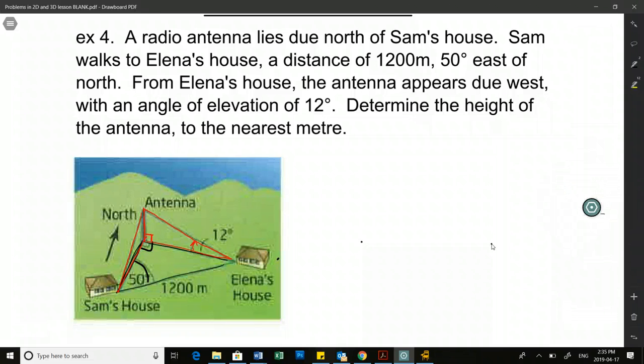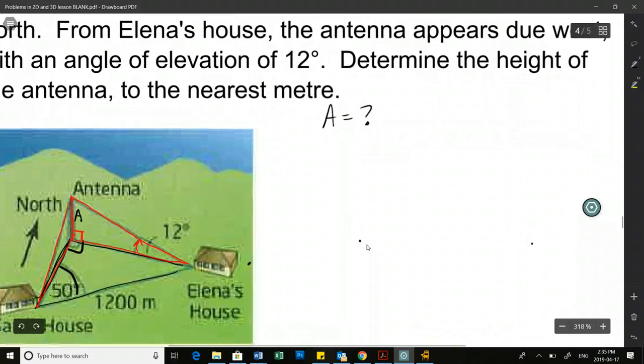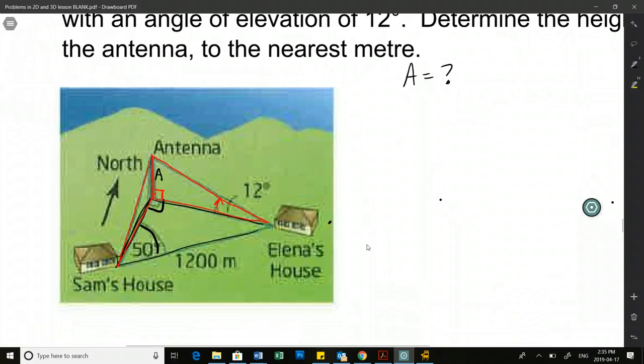Okay, so here is what we are tasked to find: the height of the antenna. Why don't we call that capital A? Capital A is our unknown. Sometimes in these questions we have to work with what we have, and work backwards to see what we need and how we can get that from other triangles, because some of these triangles are connected to one another.